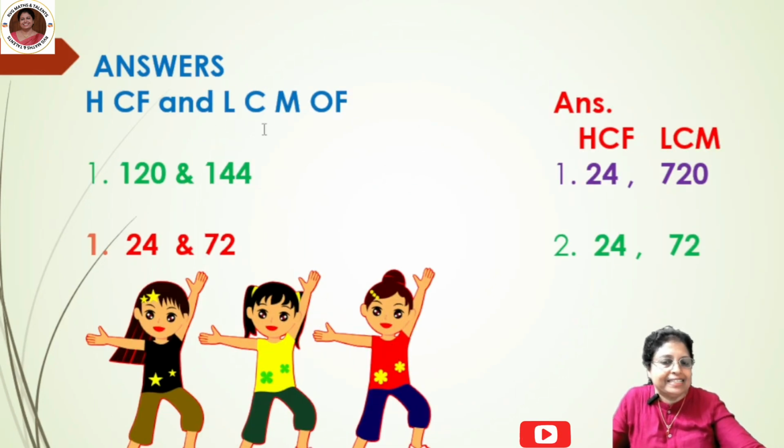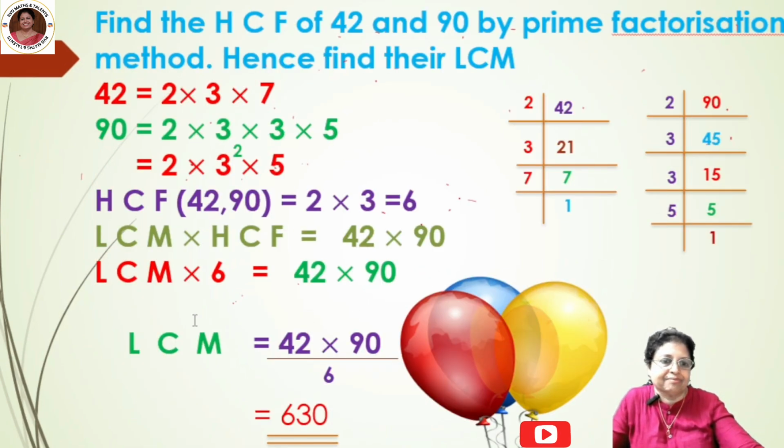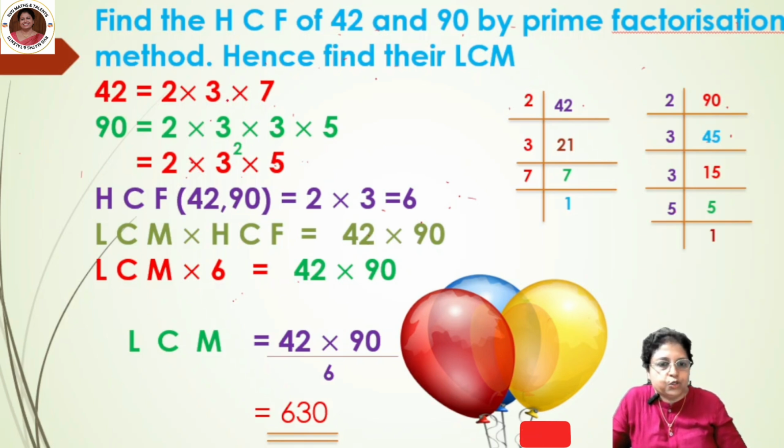Then let us see the answers. HCF and LCM of 120 and 144. Already we got it is 24 and 720. And in the case of the second question, 24 and 72, here you can see HCF is 24 and LCM is 72. Okay, all of you got the answers and you are happy, I think. All of you understood? Okay. Are you happy? Then let us see next question.